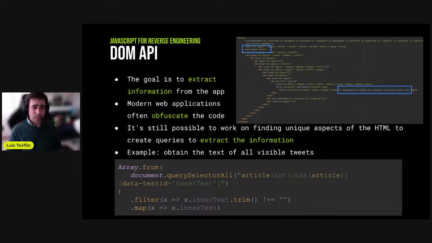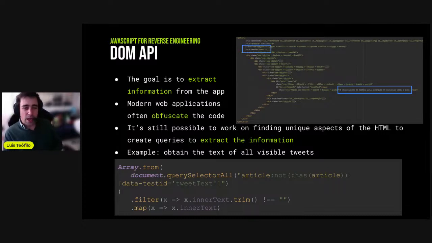So the DOM API. Of course, manipulating the DOM is a very basic thing to do when trying to understand how an app works. So I have here a concrete example. This is from Twitter. This is the interface from Twitter from a tweet that I extracted.